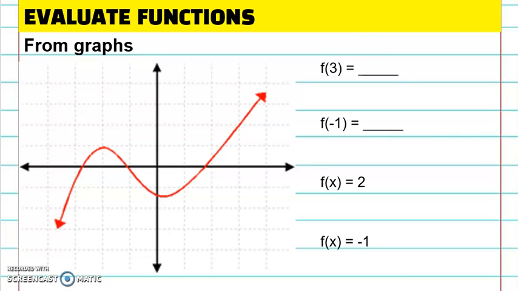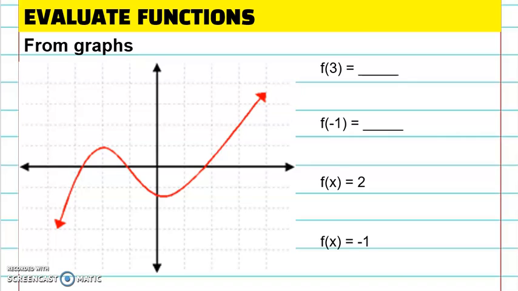Let's talk about evaluating functions from graphs. So how do we interpret? Remember, with evaluating functions, functions are giving us a way to find ordered pairs. So with graphs, it's really this visual representation, and it's kind of figuring out, well, what coordinate are they giving me? What do I have to go and find, right?